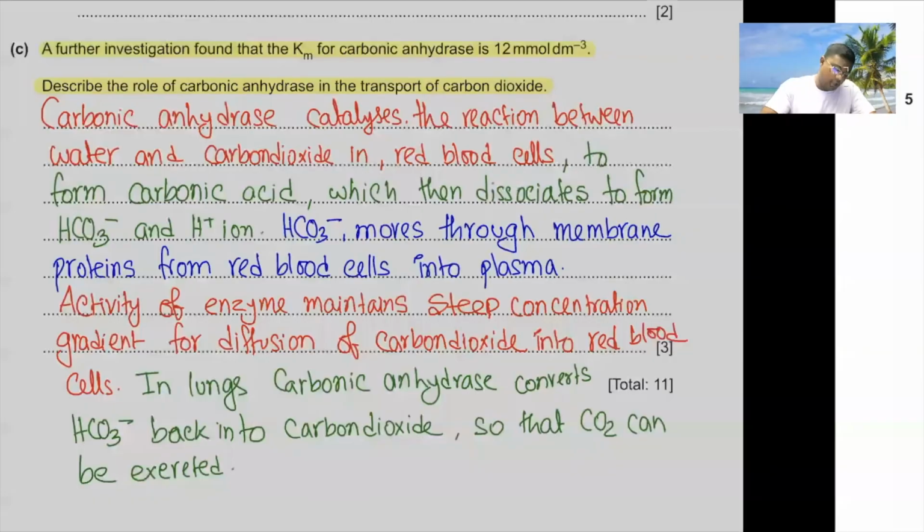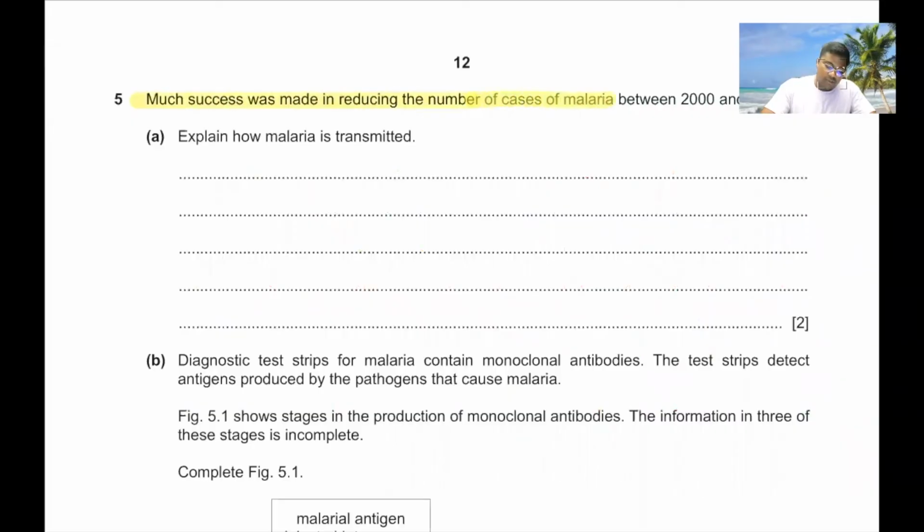Question number 5. Much success was made in reducing the number of cases of malaria between 2000 and 2015. Explain how malaria is transmitted. Okay, female Anopheles mosquito act as vector for the malarial parasite. Female Anopheles mosquito takes blood from an infected person, and that's how they start carrying the malaria parasite. And then when it takes blood from an uninfected person, it passes the plasmodium in saliva, which it uses as an anticoagulant.